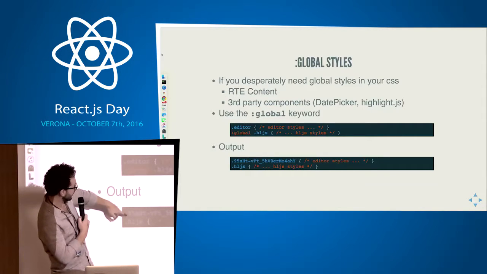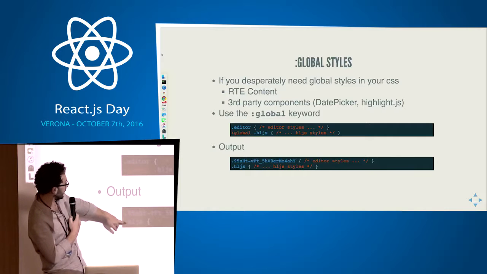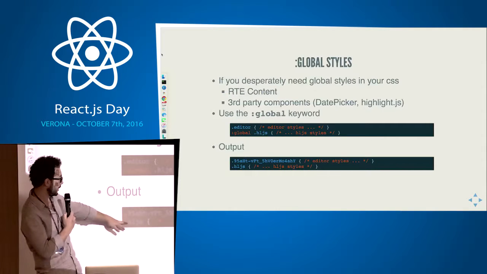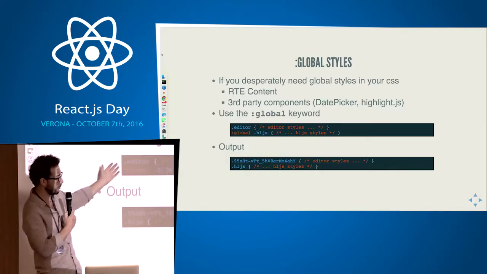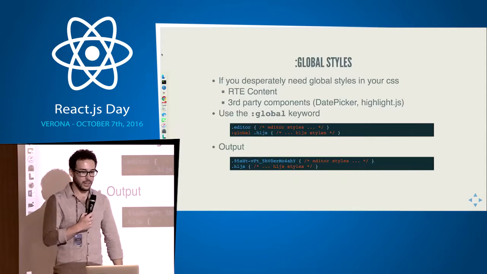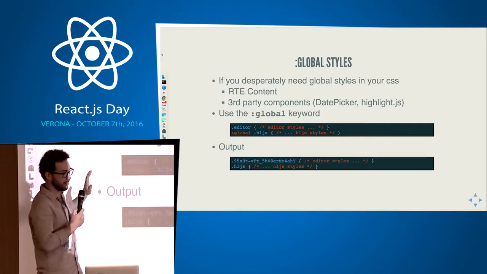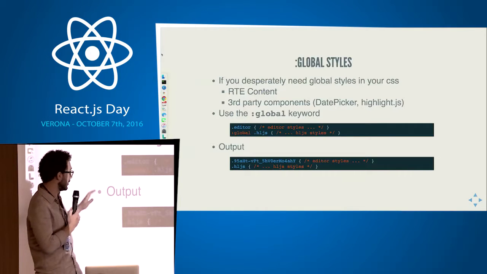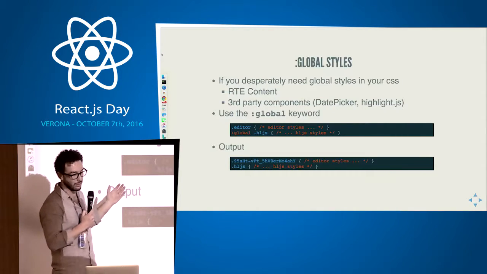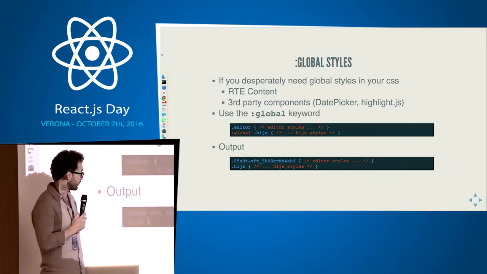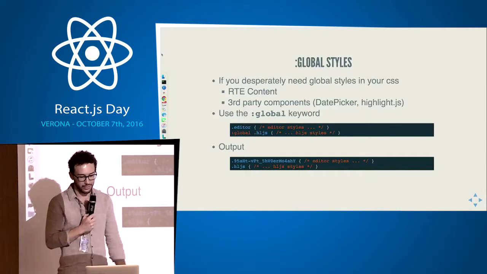So our editor is still hashed, and our HLJS class name will be just the same as we defined here because nothing will be changed. That's really simple. It's like a safety hatch if you actually need it, but you should use this as little as possible because it just invalidates the stuff that we just did.